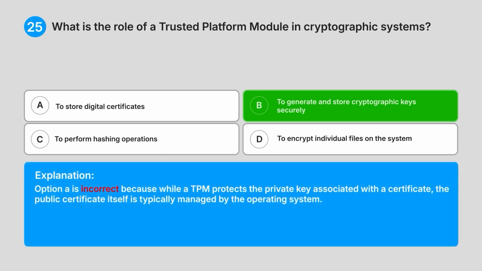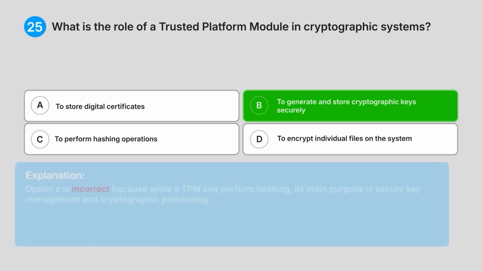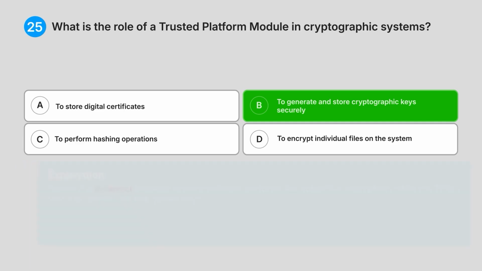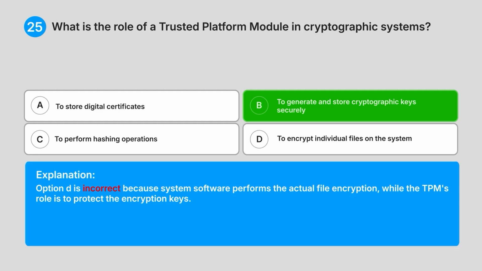Option A is incorrect because while a TPM protects the private key associated with a certificate, the public certificate itself is typically managed by the operating system. Option C is incorrect because while a TPM can perform hashing, its main purpose is secure key management and cryptographic processing. Option D is incorrect because system software performs the actual file encryption, while the TPM's role is to protect the encryption keys.